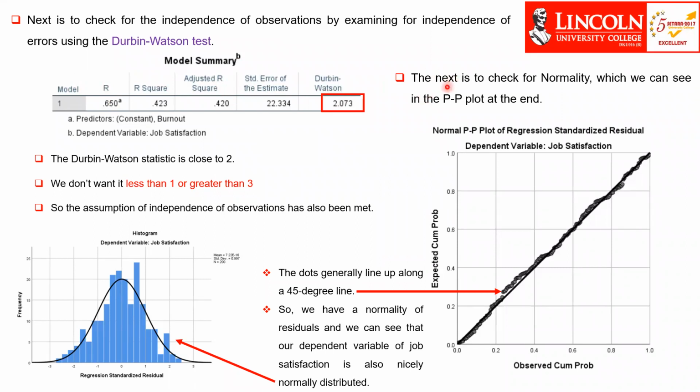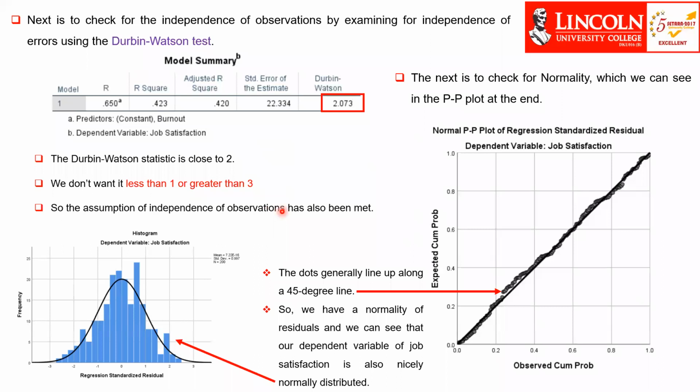So here, we don't want it to be less than 1, and we don't want it to be greater than 3. But here now it is close to 2. So the assumption of independence of observation has also been met. If it is less than 1 or is greater than 3, then that means this assumption has not been met. Okay.